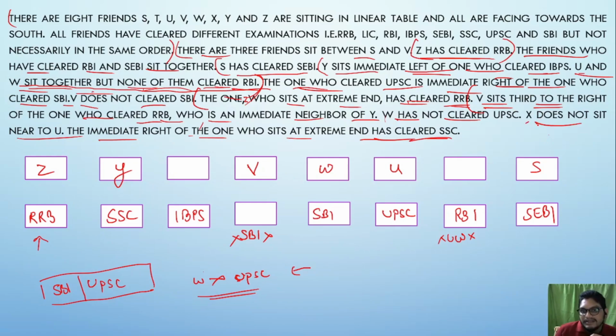Now have a look at this. X does not sit near to you. So can I put X at this box? No, not possible. It will contradict this statement. So where can I put X? I will put X definitely at this position.